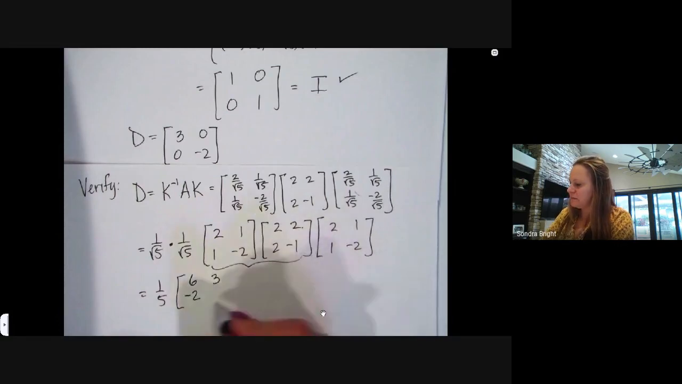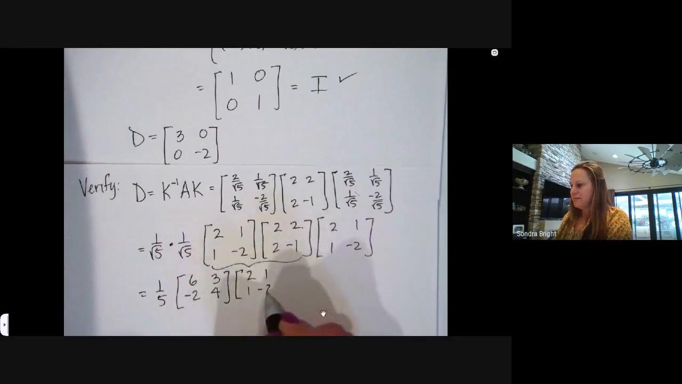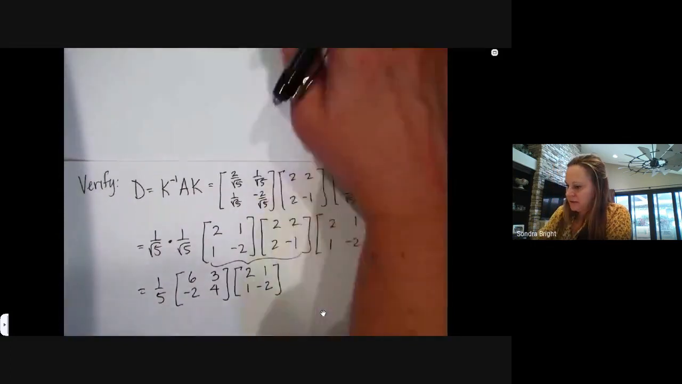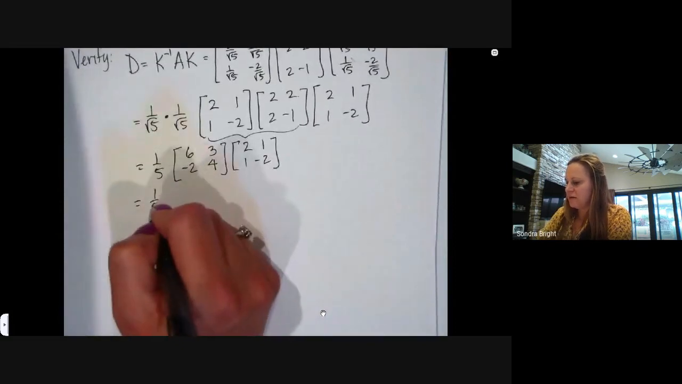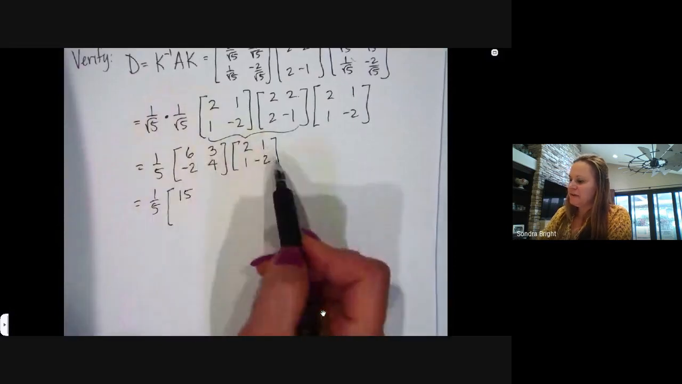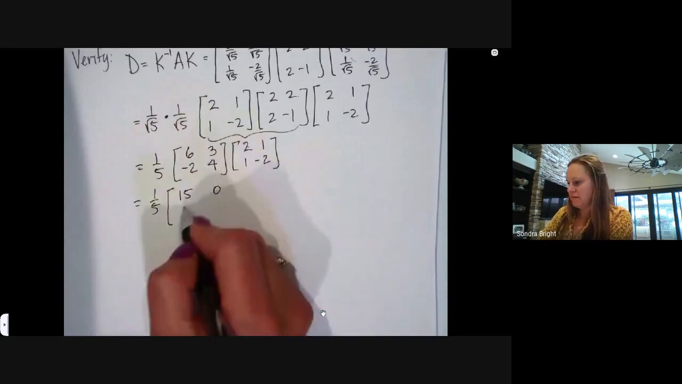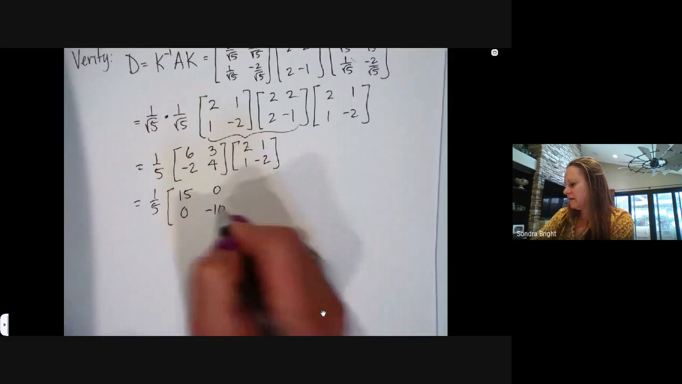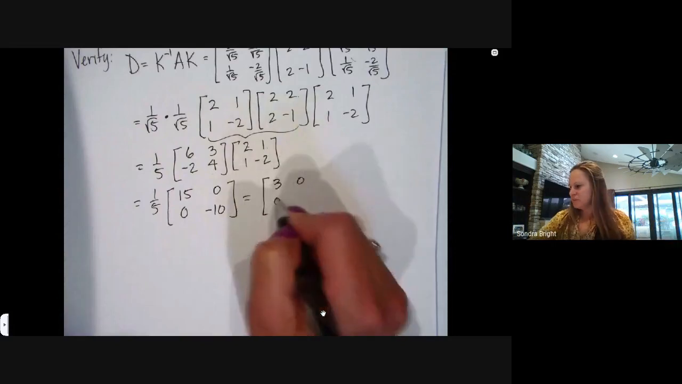And then times the 2, 1, 1, -2. And then multiply those two together. So we're going to leave this 1 over 5 out front. We got 12 plus 3 would give me 15. 6 plus a -6 is a 0. -4 plus 4 gives me 0. -2 plus -8 would give me a -10. And when you distribute that 1/5 in there, you'd have a 3, 0, 0, -2. Ta-da! That is what we said our D was.